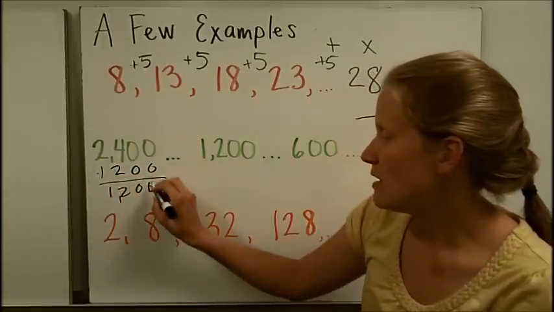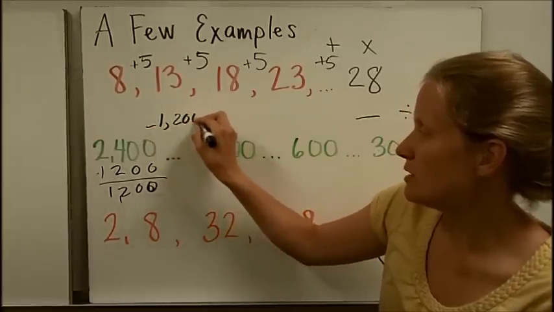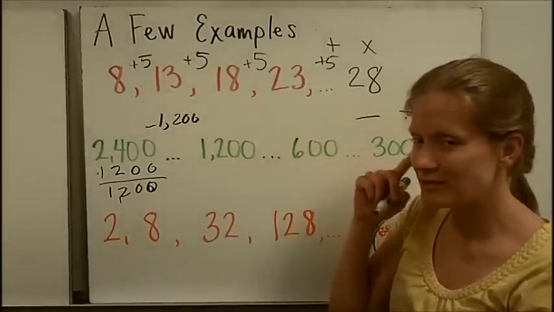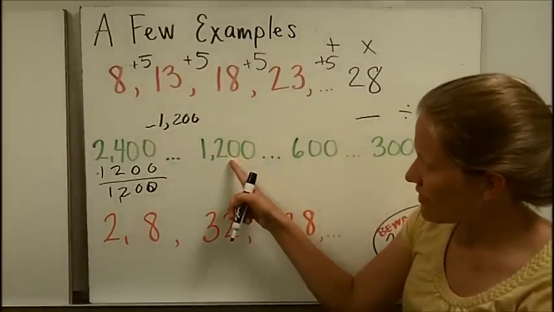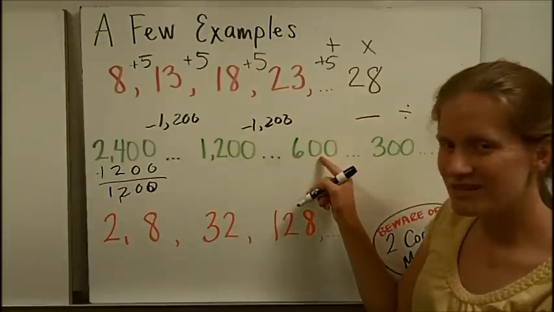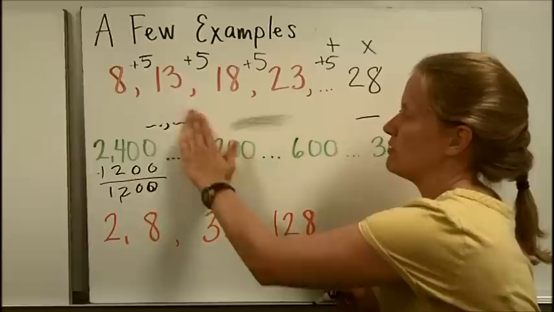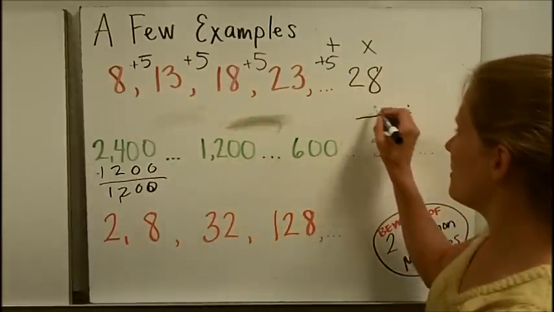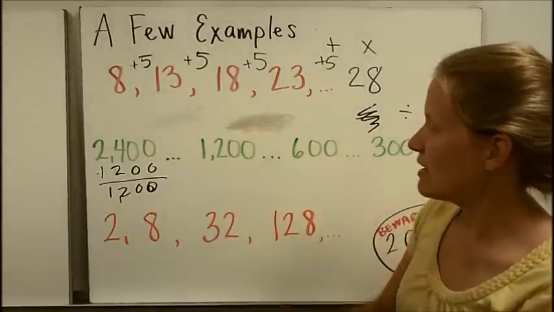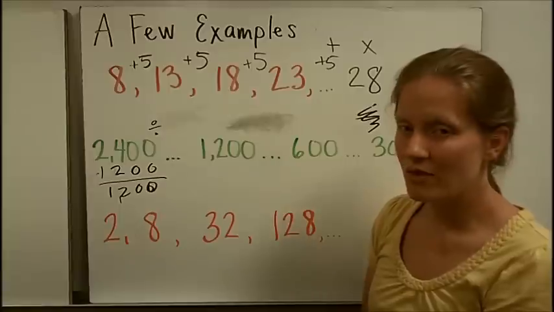And that tells me that 2,400 minus 1,200 would give me 1,200. Well, if I continue that subtraction problem, I'm going to ask myself, does that work? Is 1,200 minus 1,200 600? No, that doesn't make any sense. So it's not a subtraction problem. So I'm going to erase that, and I'm going to get rid of that idea, so it must be a division problem. So then I'm going to think 2,400 divided by something to give me 1,200.